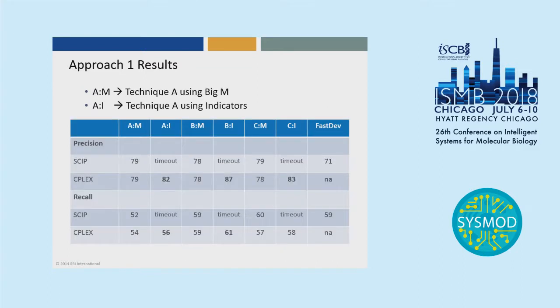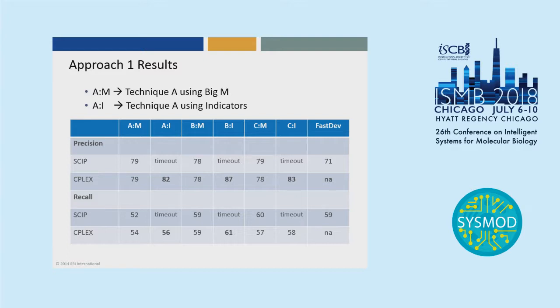Okay, so here are the overall results. These 2 rows are precision. These 2 rows are recall. And along the top, we're seeing technique A, technique B, technique C, and then the LP approach. We're seeing big M versus indicators for each of the techniques. And then we're seeing skip and Cplex results for each technique.